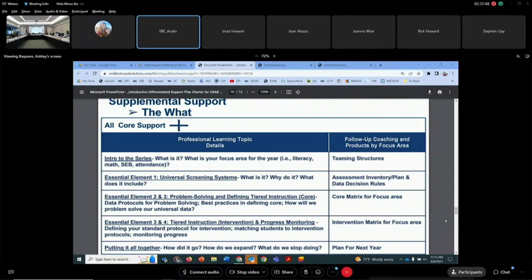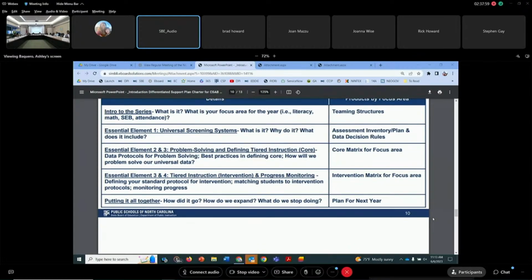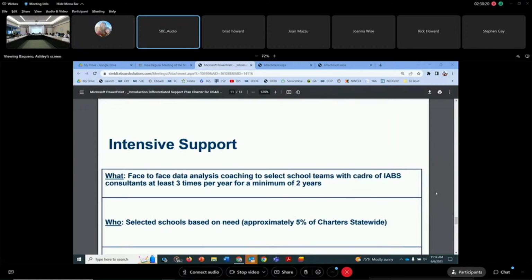Then they'll make sure that their core support is also well defined across their environments, their instruction, and their curriculum for all students. They'll make sure that they have well-defined intervention systems and well-defined methods for monitoring progress. And then finally, we'll assist them at the end with taking a step back to evaluate their progress for the year, see what went well, what didn't go so well, what they want to continue, and what they want to stop.